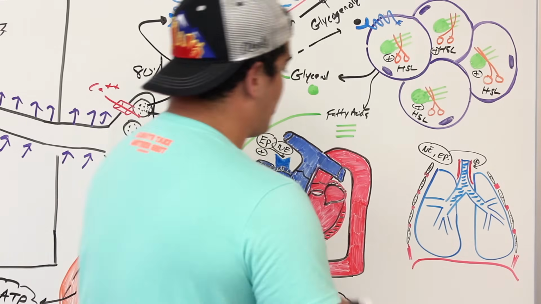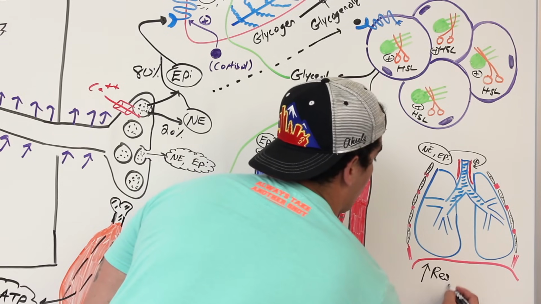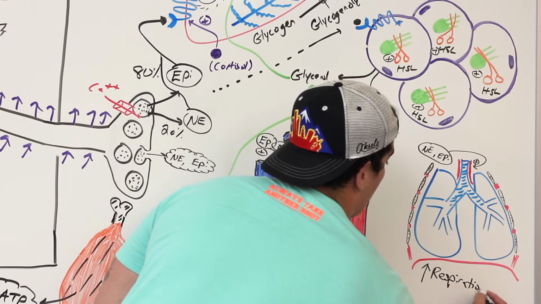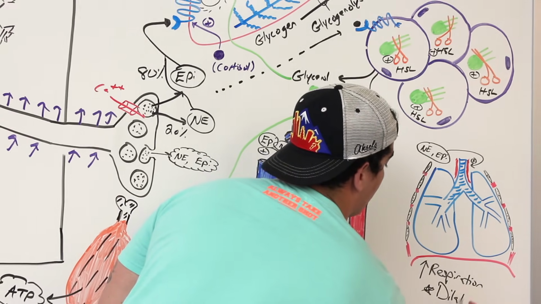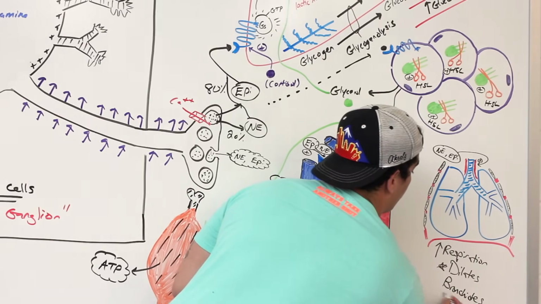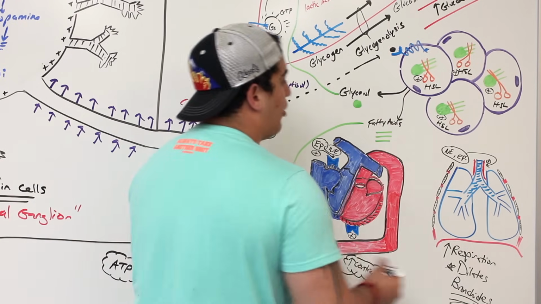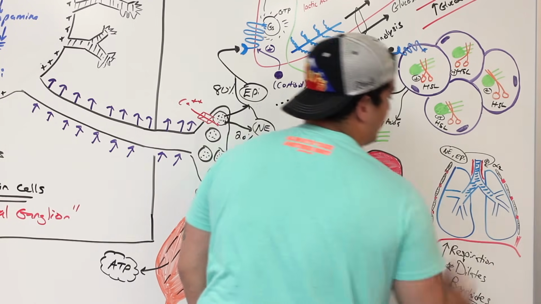So what will happen here? What's the overall result with the lungs? There'll be an increase in respiration. What's the mechanism by which it does it? It dilates the bronchioles. Okay? So that would be working by some type of usually beta-2 adrenergic receptor, right?